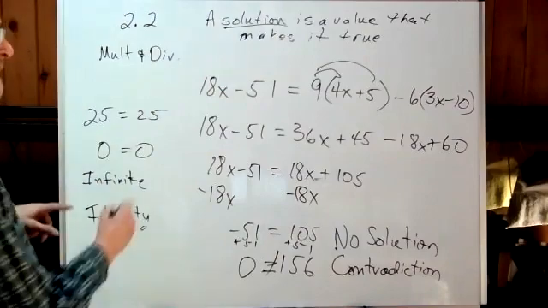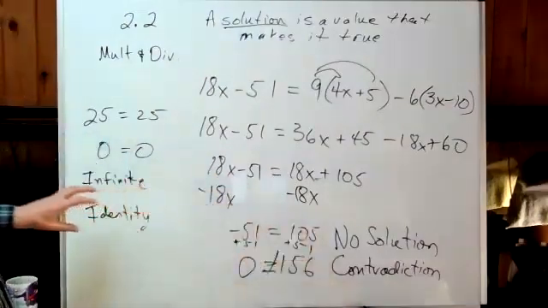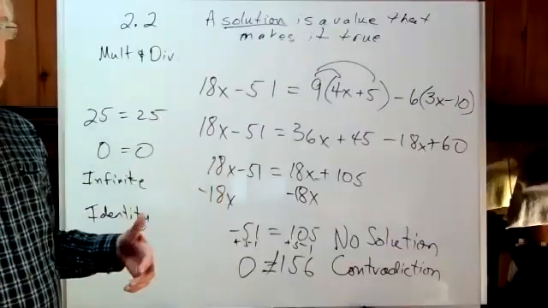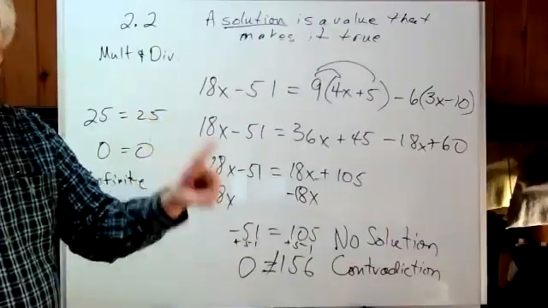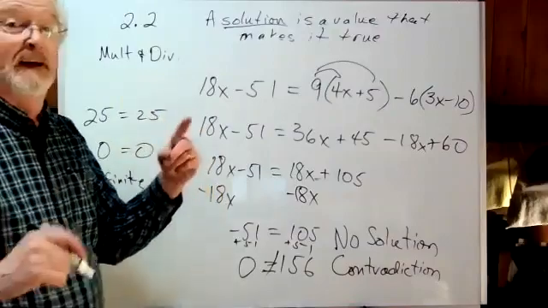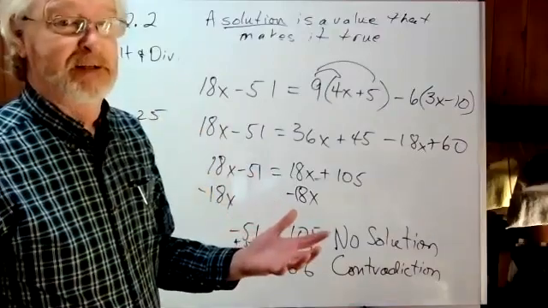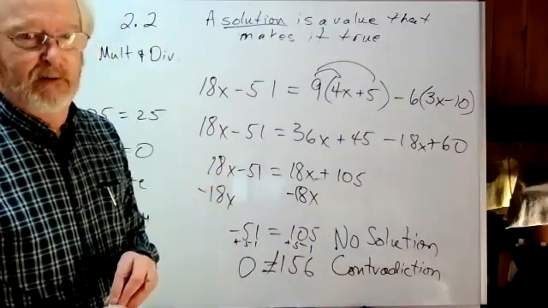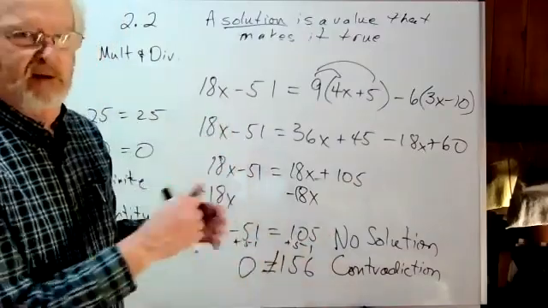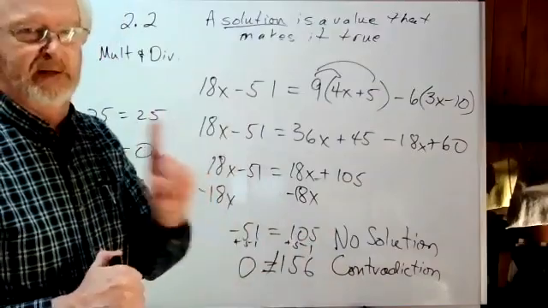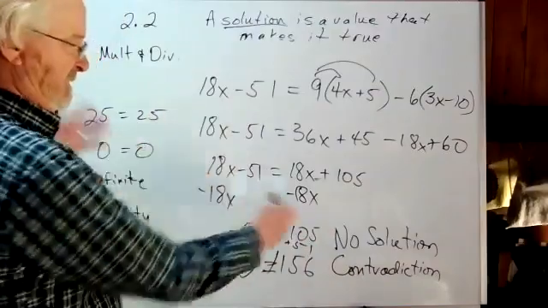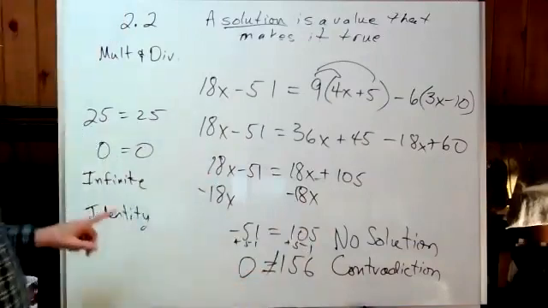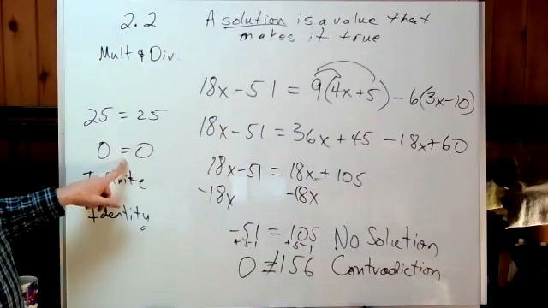So these are the two weird ones. Most everything that we work with, 95% of all the equations, come up with one answer. That is the one condition that makes it true. That's the conditional equation. Most of everything we work with are conditional equations. These are the weird kinds. No solution because it's false and no variables. An infinite solution because it's true and no variables.